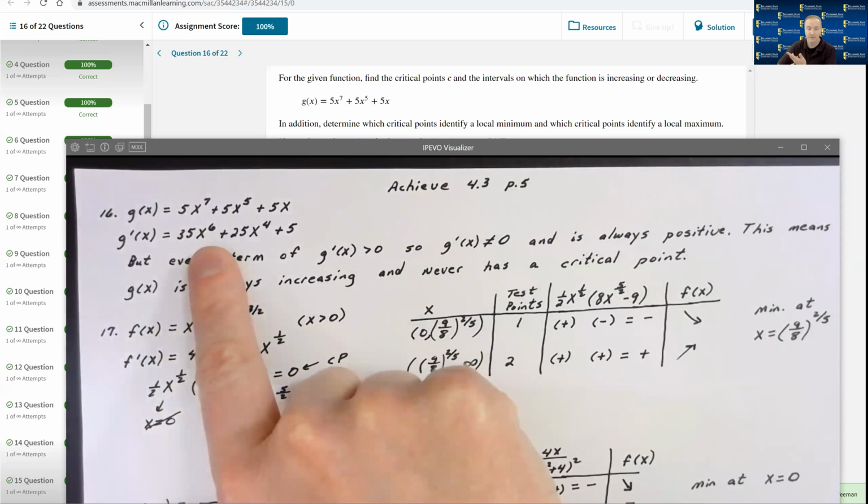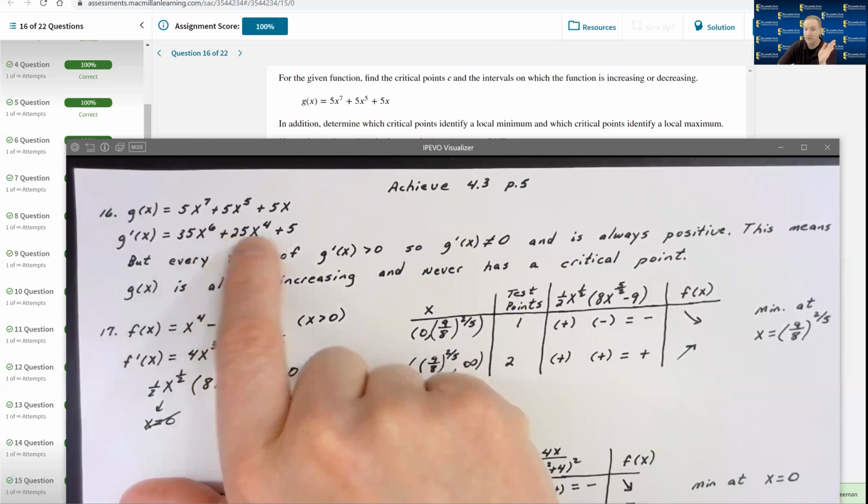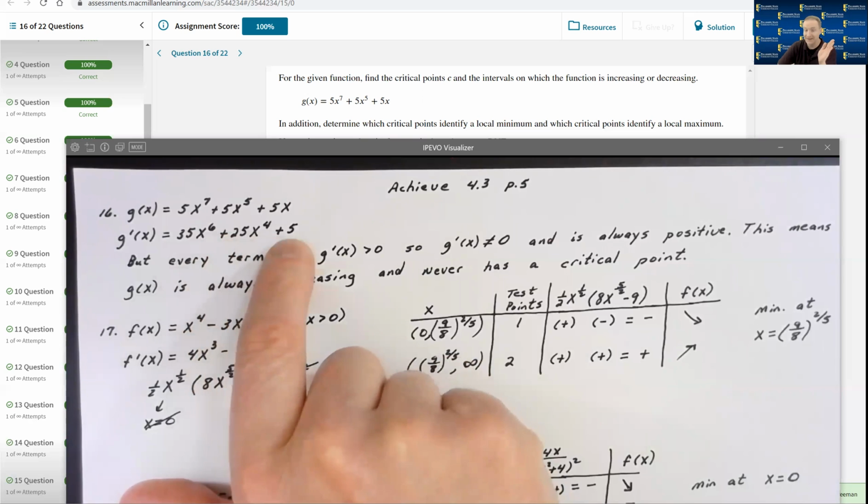You're like, how am I supposed to know that? Here's how you're supposed to know that. Remember, the critical points are going to be values at which the derivative is equal to 0. Please think about this. Can you take any even function like x to the 6th, add another even function, and then add 5 to it and possibly get a 0?